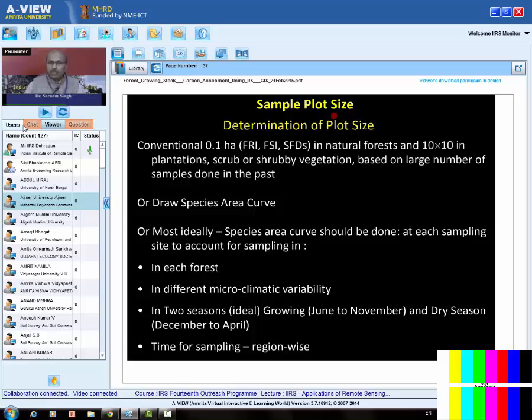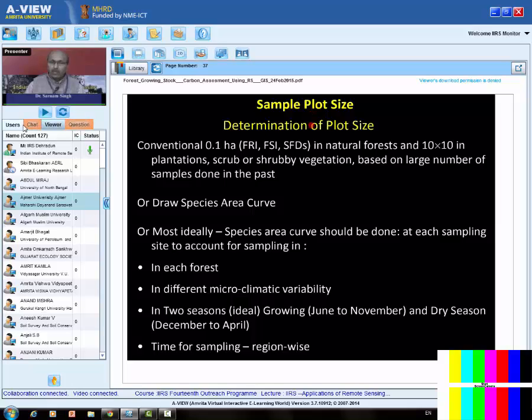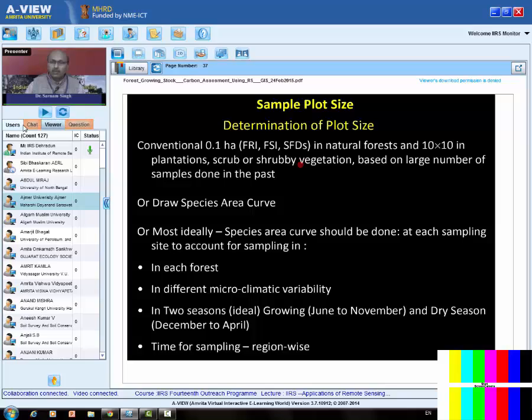Okay, this is the plot size, how to decide. Earlier was the sample size, that means the number of sample plots, and this is the sample plot size, that means what the plot size should be. Should it be 0.1 hectare? For forest plantations, 10 by 10 or 20 by 20 meters is good enough. But if your forests are very diverse, then we need a little bigger sample plot so that it covers all the biodiversity. For that, we do the species area curve.